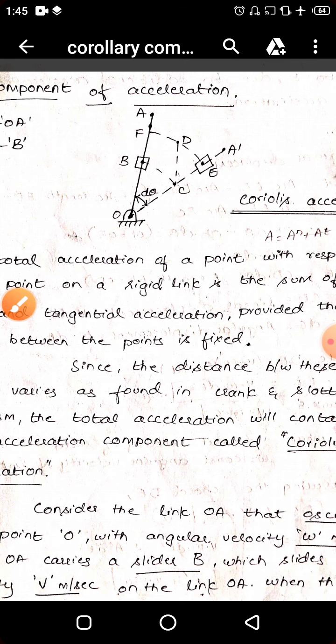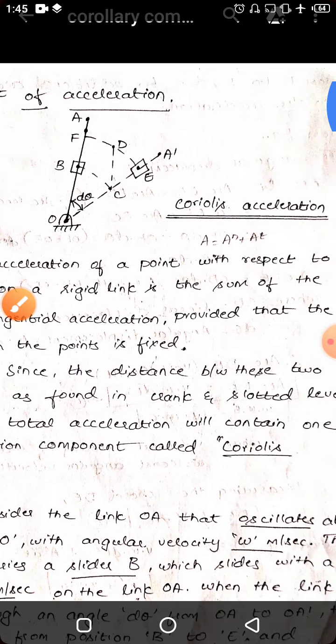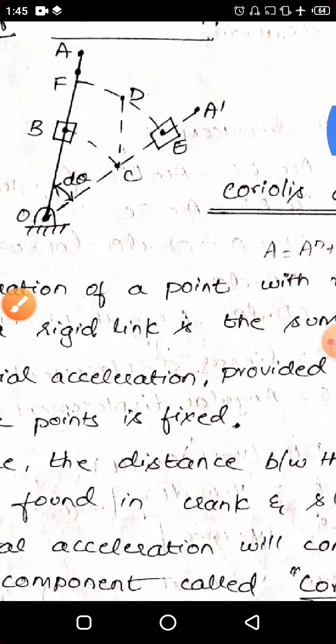Now any point where the distance changes after the displacement, that particular point is said to have the third acceleration component called the corollary acceleration component. Now let's learn from this diagram here.